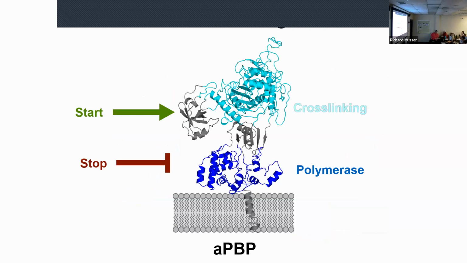So regulation of peptidoglycan synthesis is important for survival of bacterial cells. You need to make sure that you make peptidoglycan when you need it, and you don't make it when it is inappropriate to do so. So you need something which will activate it to start it, and which will terminate it to end it. And this is what I will be discussing today, starting with the activation story, and then moving on to the termination story.